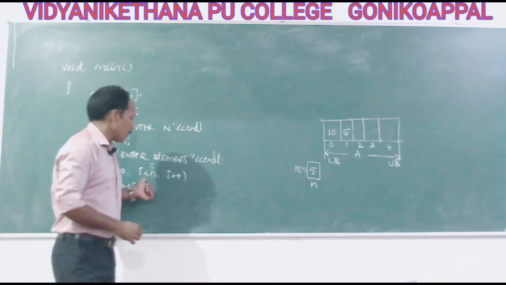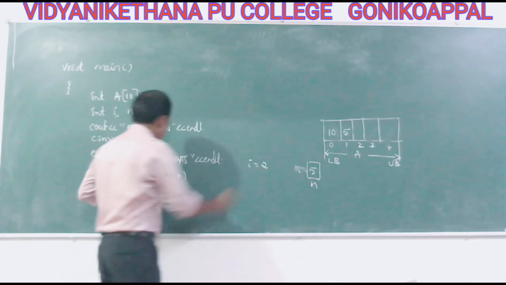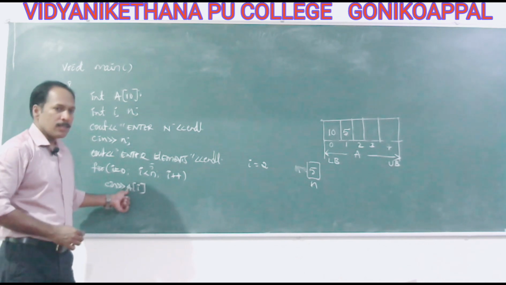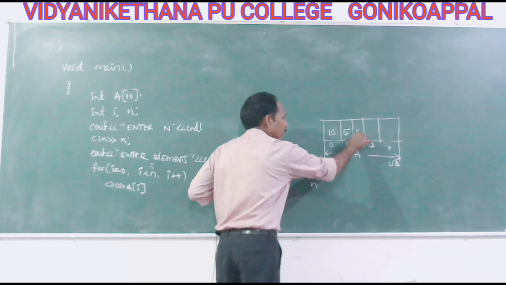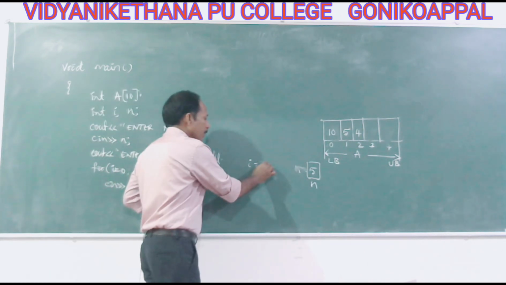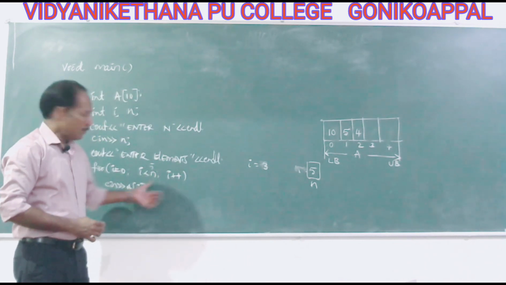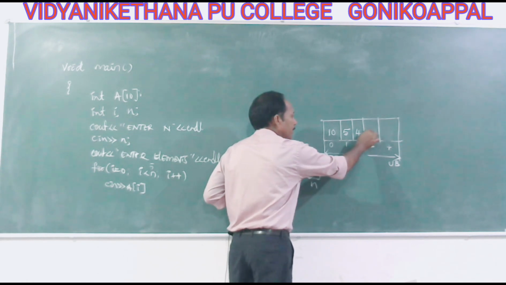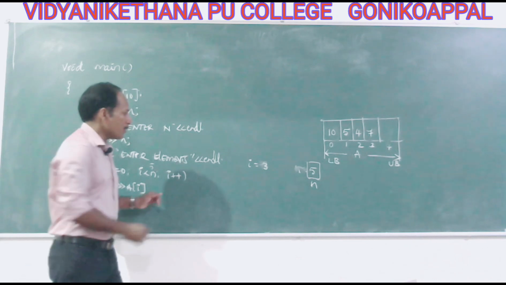Then i plus plus. So i previously 1, now i becomes 2. Again 2 is less than 5. Repeat. Input again some number, that is a of 2. At a of 2, I may input some number 4. Then i plus plus, so i becomes 3. 3 is less than 5, yes. Repeat again, same process, some number which is going to be stored at a of 3. Let it be 7. Any numbers, just visiting. Then i plus plus, i becomes 4.